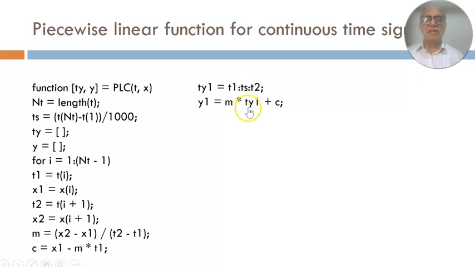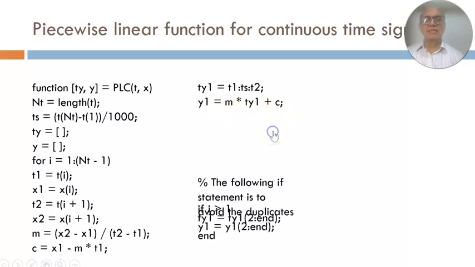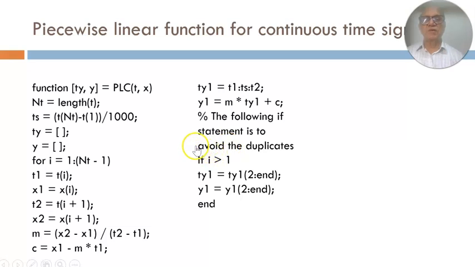Note that this t1 and t2 will change every time you go through the for loop, because you are talking about a different line segment. First time you do it, of course, is the first line segment. Then using this ty1, you calculate the sample values by applying the straight line equation. And then, as discussed before, you would like to avoid the duplicates. So if i is greater than or equal to 1, then in this array, instead of starting from the first value, you start from the second value, so the duplicates can be avoided.